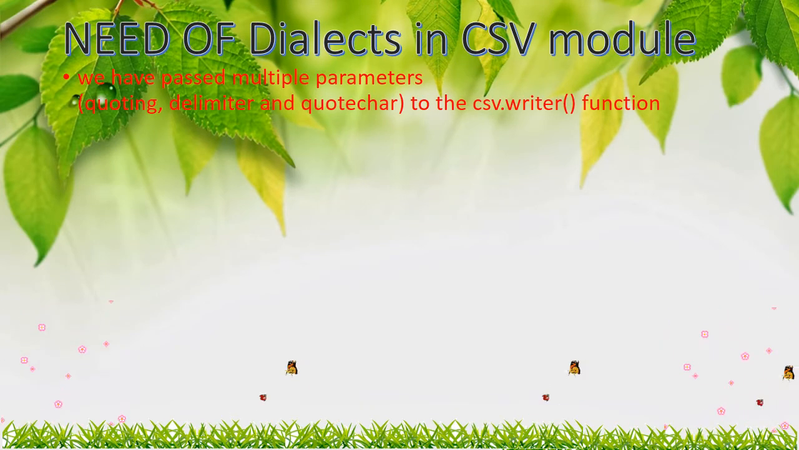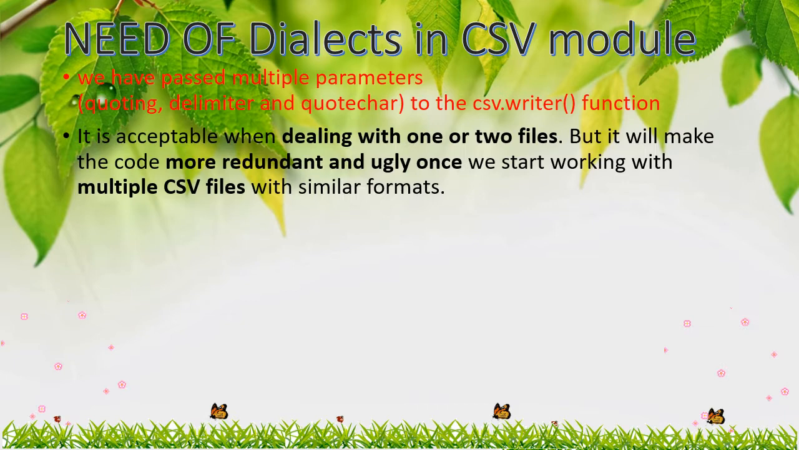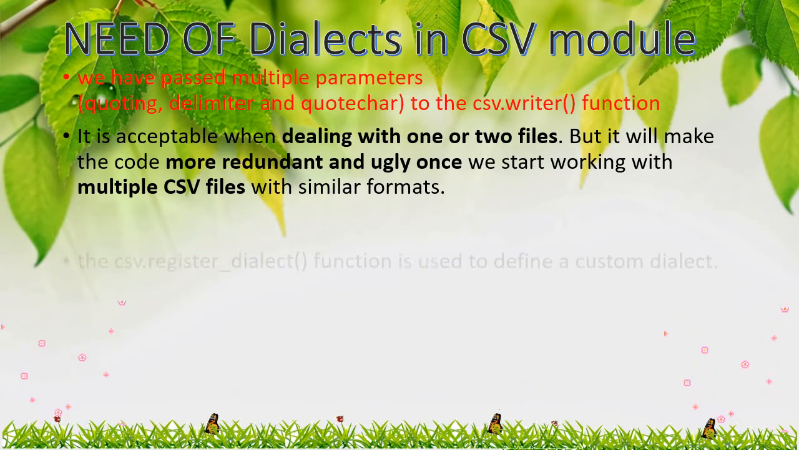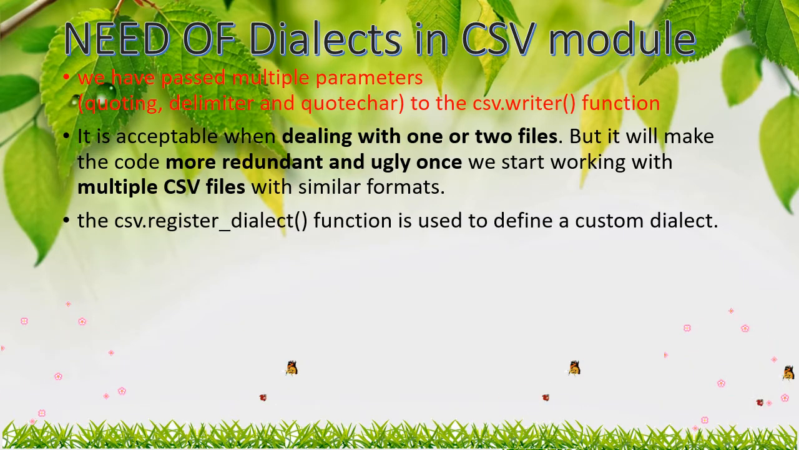Dialects. So for the examples, we have changed the delimiter and quote character. Everything we have to give. If it is a single file, we can give it individually, no problem. Suppose we are dealing with multiple files, every time we can't write the same thing again and again. It doesn't look good. So to avoid this, we are going to use the dialect.